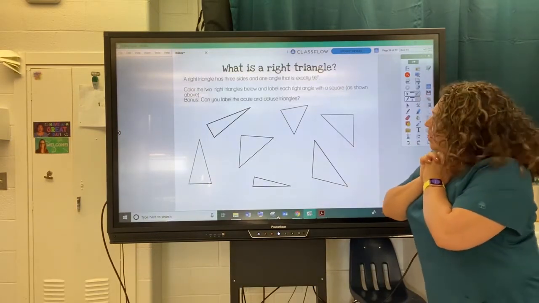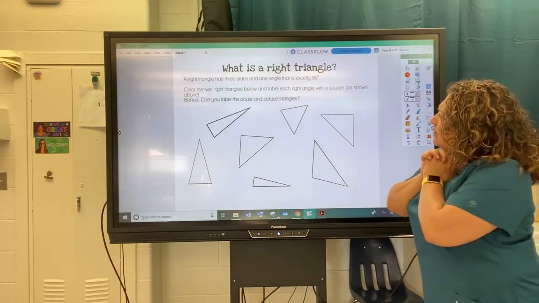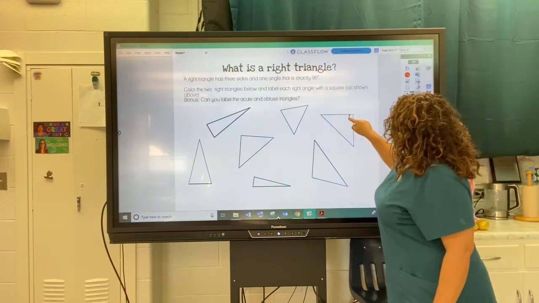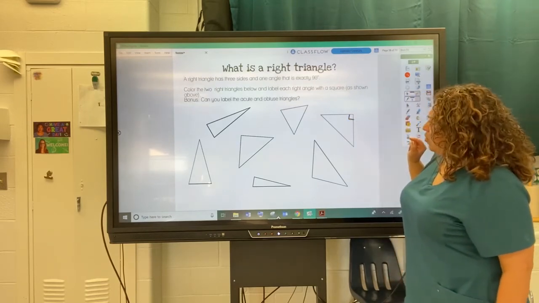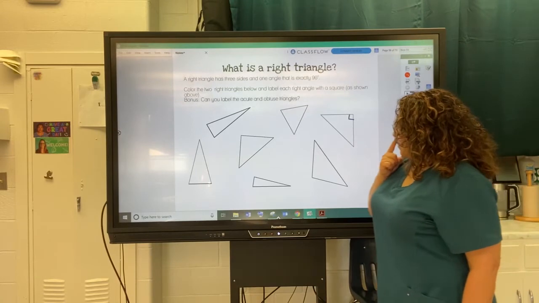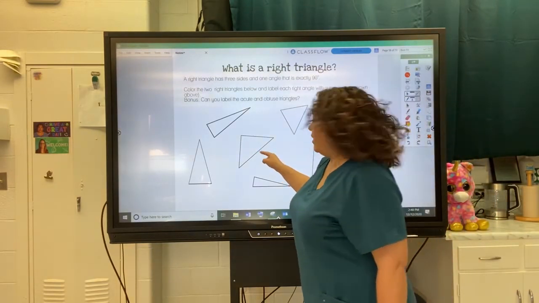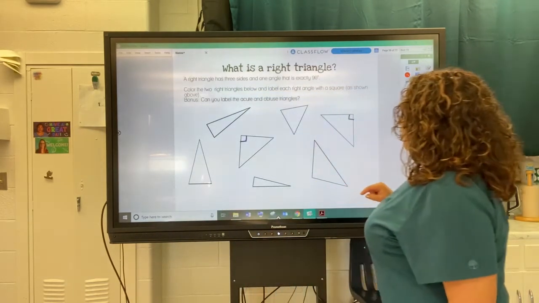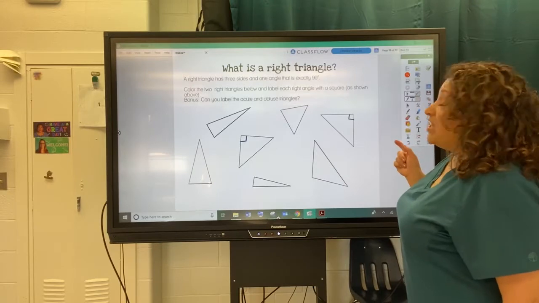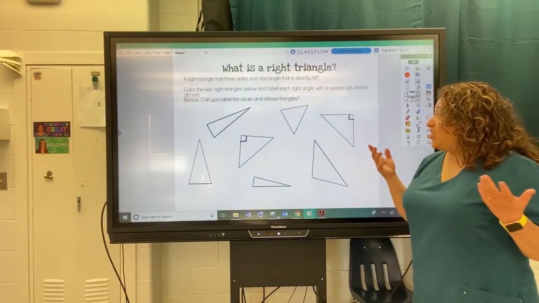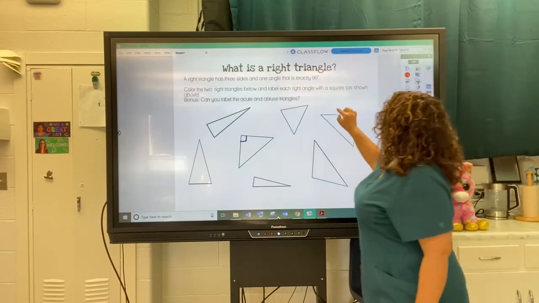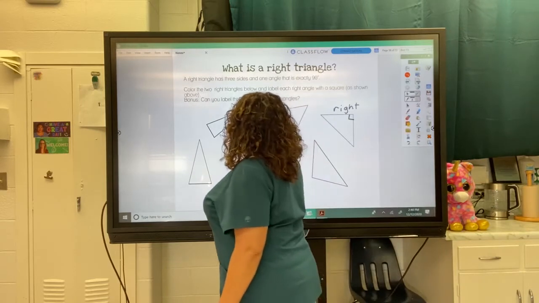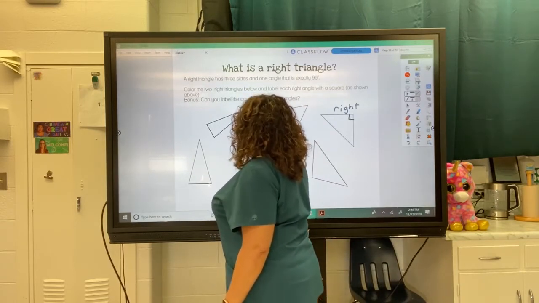I'm going to look and say that maybe this one's a right triangle because this is a 90-degree angle. And maybe that one is a right triangle because that's a 90-degree angle. Okay? Now, as a bonus, you could also go through and label which triangles are acute and obtuse. Well, we know this is a right triangle because of the right angle, and we know this is a right triangle because of the right angle.